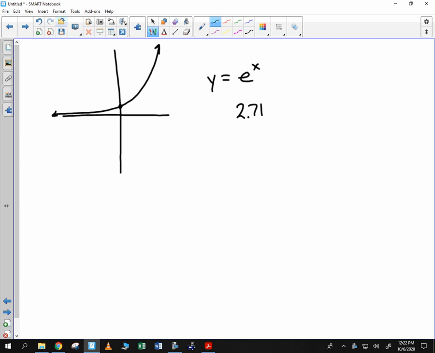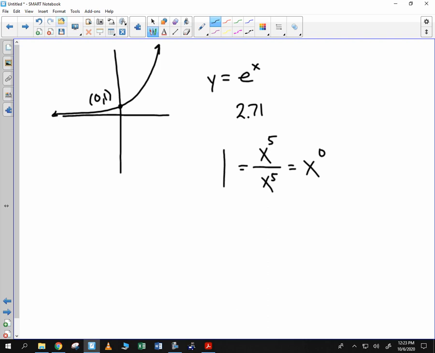It travels through 0, 1, because anything to the 0 power is 1. Do you ever wonder why that is? Why anything to the 0 power is 1? For example, x to the fifth over x to the fifth, those are the same things, so you get 1, and yet if you subtract the exponents, you get x to the 0. So anything to the 0 is 1. So that's the graph you get, e to the x.